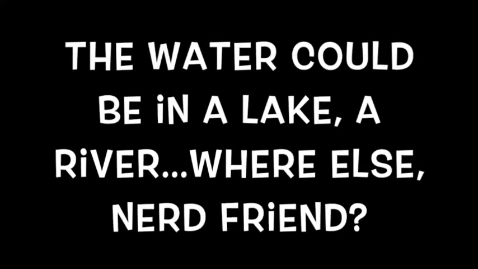There are four big ways that water travels throughout the water cycle. Okay. So one way I want to talk about is evaporation. Evaporation. A liquid turns into a gas. Okay, seriously, when water gets very warm, it goes from liquid to vapor. The water could be in a lake, a river, where else, nerd friend? A glass of water or a puddle on the ground, into a gas, water vapor in the air. Another way that water travels is condensation.